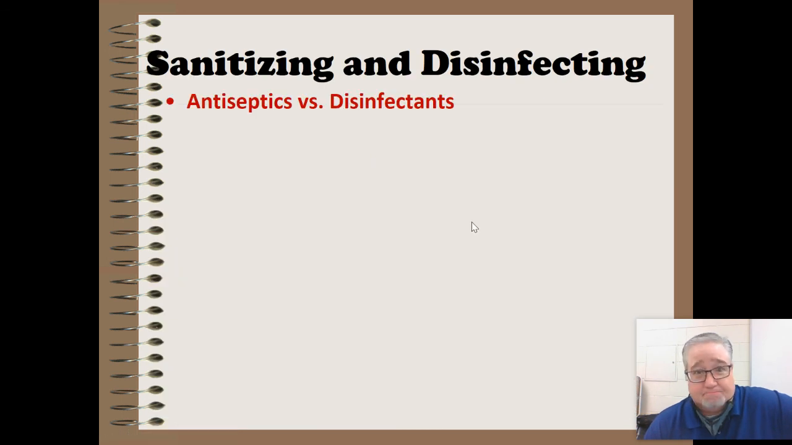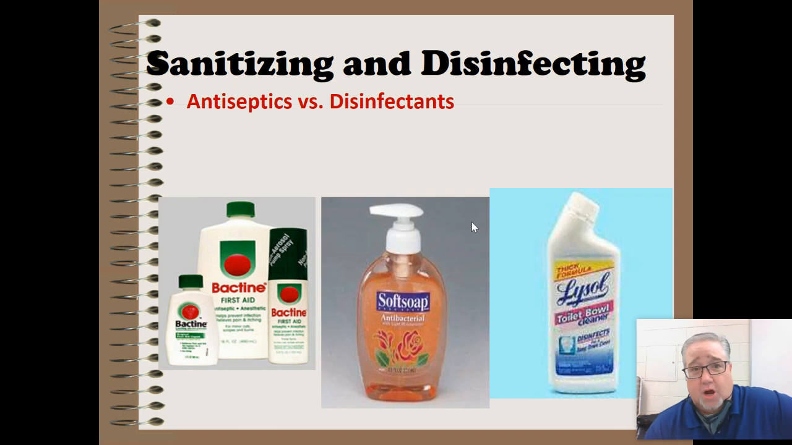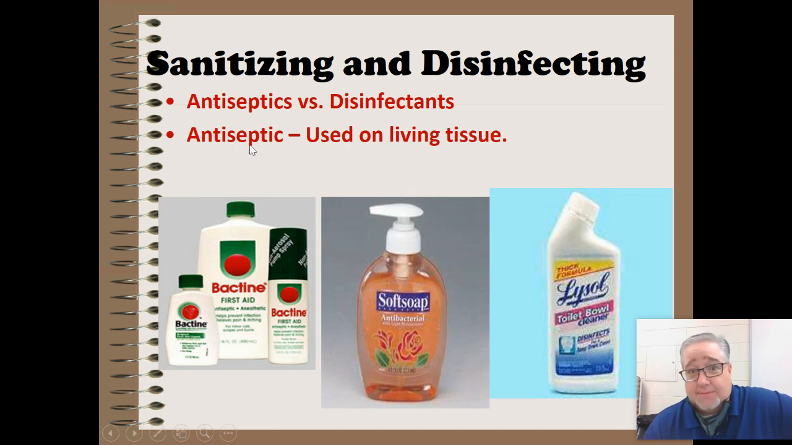Sanitizing and disinfecting. There's two terms here that we have to know. The term antiseptic. These are chemicals that are used on living tissue. Think hand sanitizer. Hand sanitizer is an antiseptic. Mouthwash. Mouthwash is an antiseptic. Bactine that you might put on, let's say you skin your elbow. You want to clean the cut. That would be an antiseptic. Even things like hand soap.